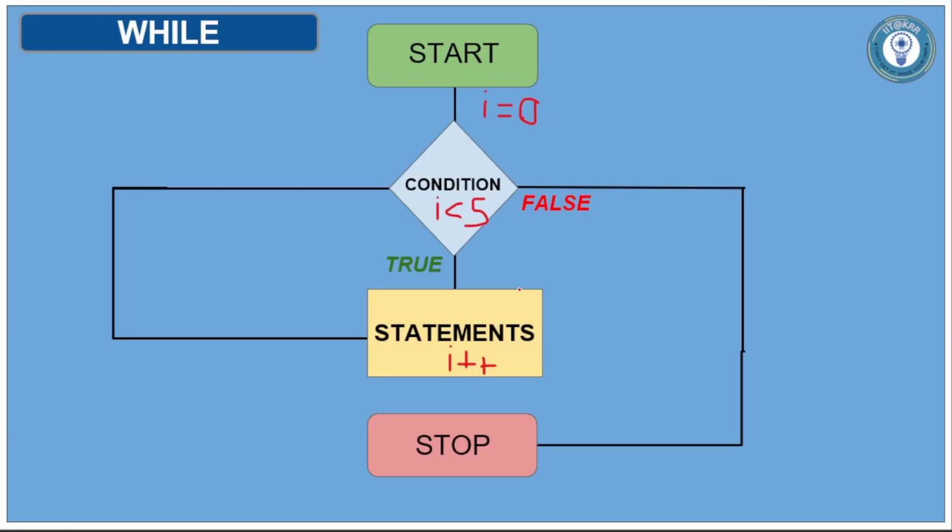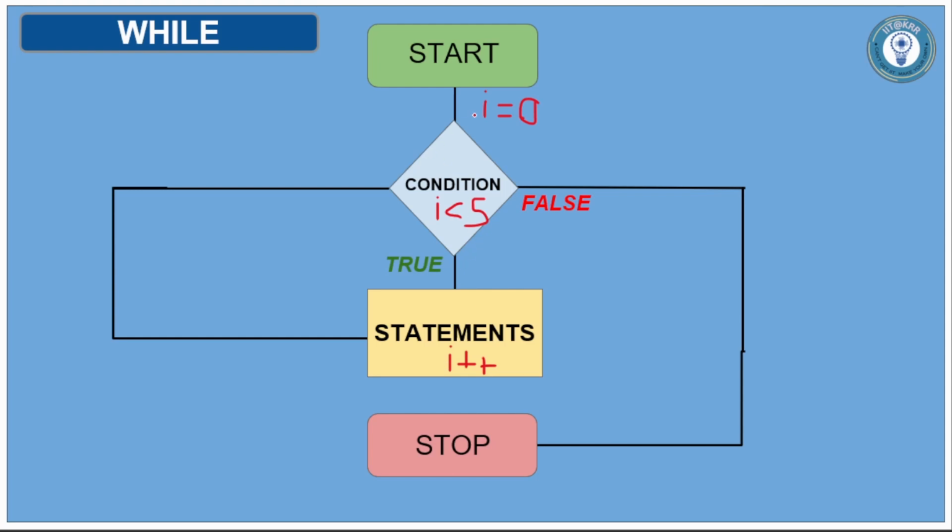This is the flowchart of while loop. At first, we initialize the value of i to 0 and then the loop starts. At first, it checks the condition whether i is less than 5. So 0 is less than 5, the condition is true. So it goes like this, executes the statement and increments the value of i, and again it checks the condition. So now the current value of i is 1. So the condition is true and it will execute the statement and increment the value of i.